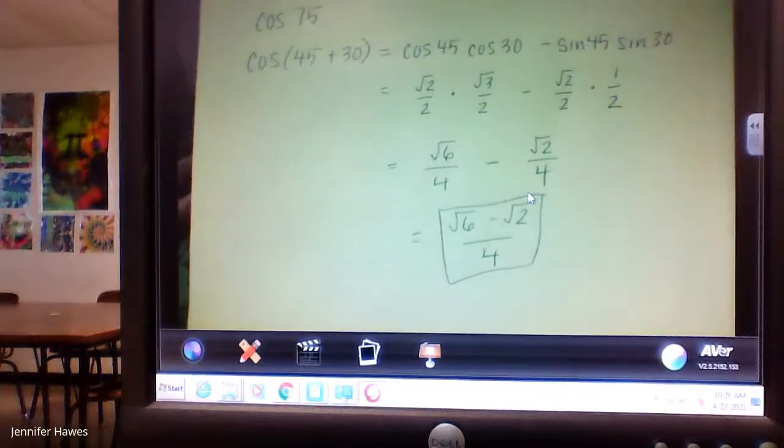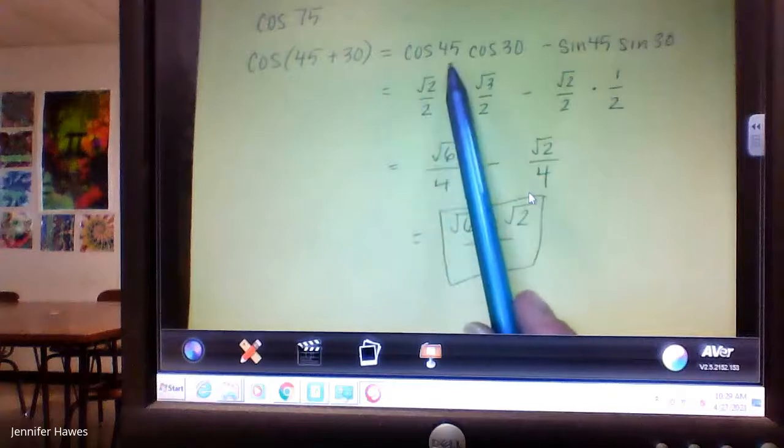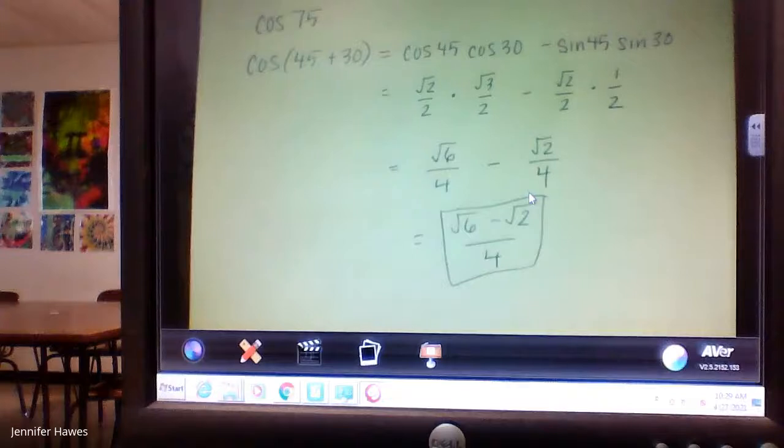For 75, you didn't have to use these two. You could have done something like 135 minus 60. If you do 135 minus 60, you'll get 75. And so in here, you would have cos 135, you'd have cos 60, and then a plus. And so it doesn't matter what two. I just said find two that either add or subtract.